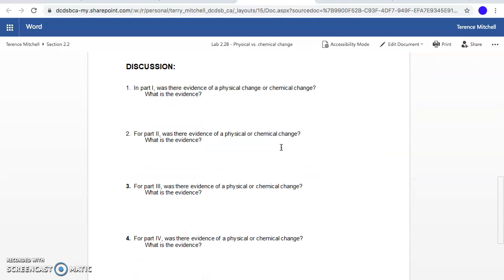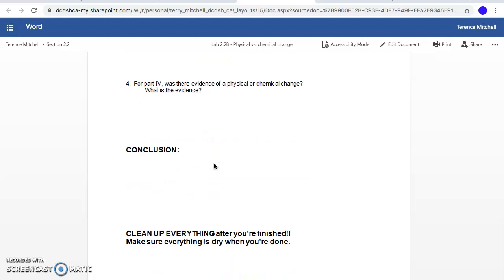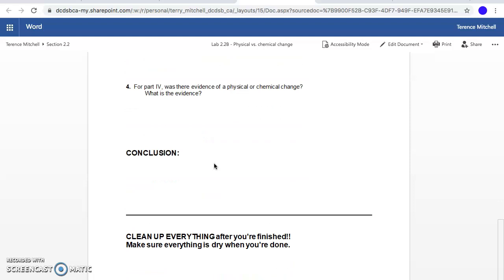And then you'll complete these discussion questions. So in part 1, was it a physical or chemical change, and what evidence did you see? So you might say, I saw a color change, or I did not see any chemical change. I think it's a physical change because this happened. So just provide your evidence of why you think it's physical or chemical. Likewise, for questions 2, 3, and 4, same scoop. Let me know if it's physical or chemical and why you think that. And make sure you clean up everything when you're done.